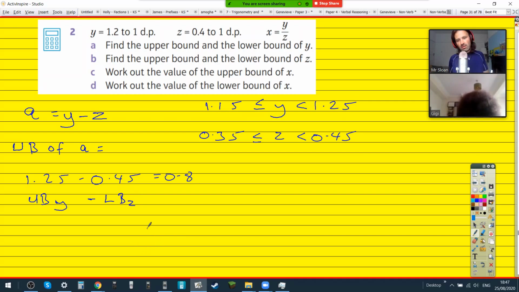So 1.25 minus 0.35, 0.9. That's it. So that's bigger, and so that's the upper bound of A. And so when you're adding and multiplying, it's just lower bound, upper bound, upper bound. Whereas when you're subtracting, we did the biggest value y could take, away only the smallest value that z could take. Technically, z could be 0.35.